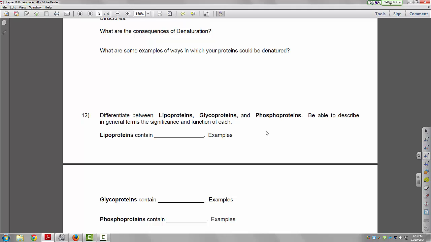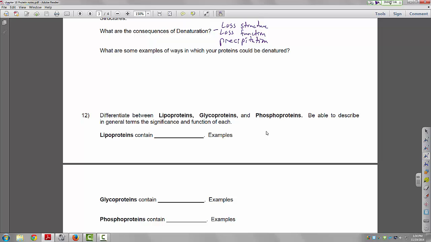Alright, so what are the consequences of denaturation? Certainly loss of structure, right? We disrupt the secondary, tertiary, and quaternary structures. Loss of function. The protein is not going to do what it's supposed to do. And also solubility. So precipitation. The protein comes out of solution, so it precipitates and forms a solid.